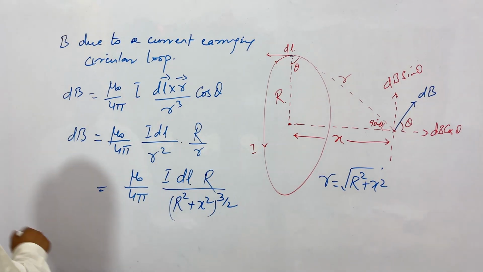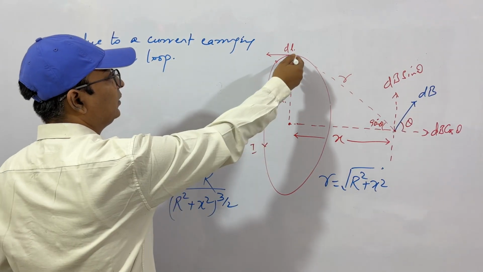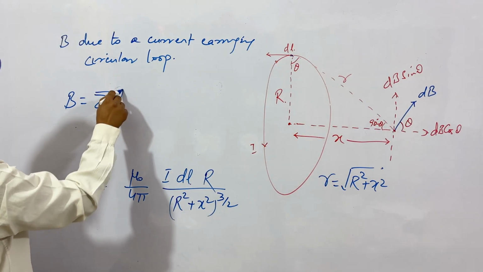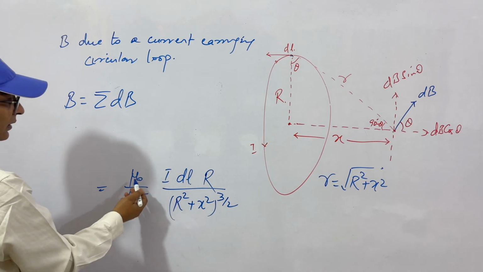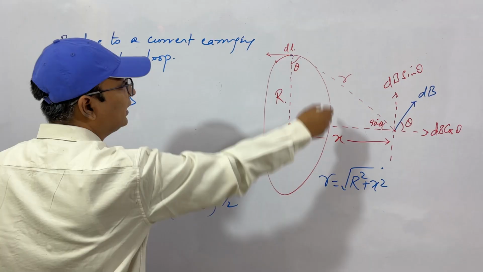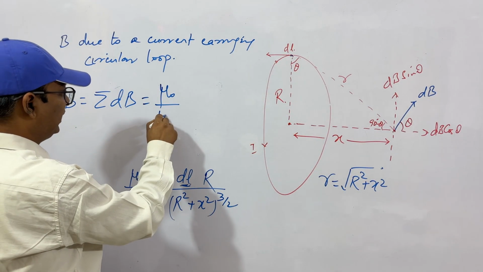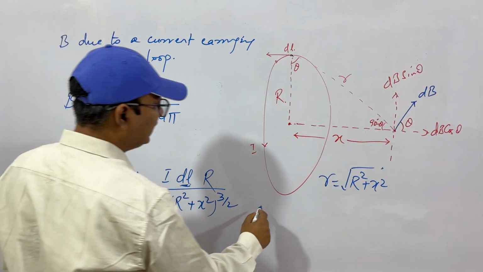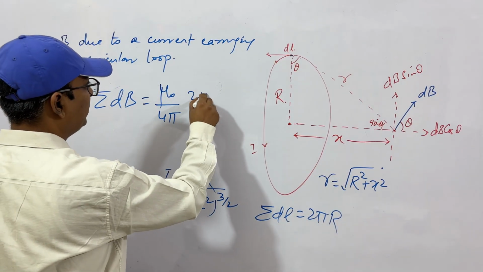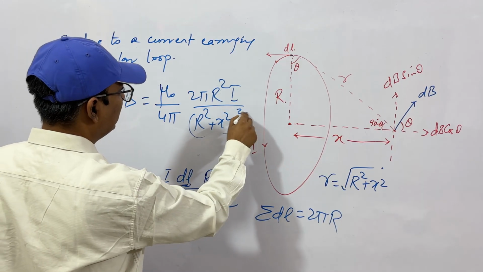Now, this is clear. What we'll do, we'll take summation or integration throughout the loop. So B, the complete magnetic field, will be summation of dB throughout this loop, and these components are free of this. Only dl will have to take summation. The summation of dl will be the circumference of this circle, 2 pi r. So this will be mu 0 by 4 pi I r times 2 pi r, that is 2 pi r square I by r square plus x square to the power 3 by 2.